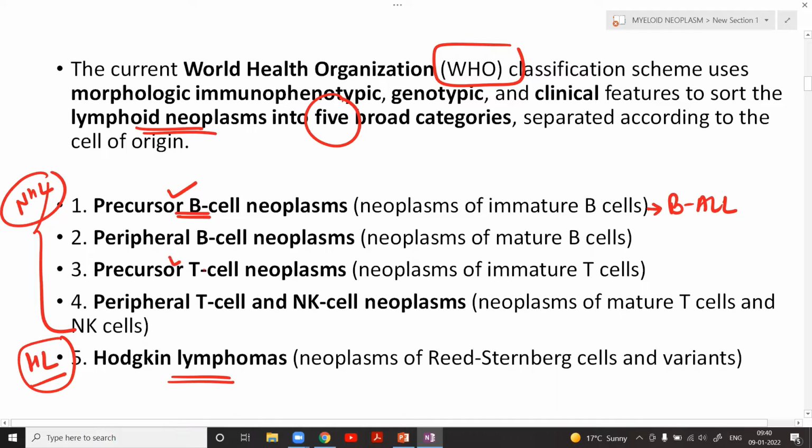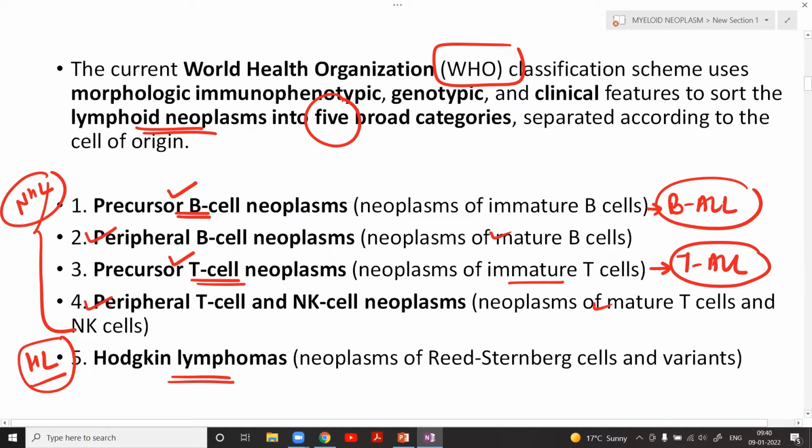Also, we had seen the tumors arising from the precursor T cells, that is the neoplasm of immature T cells, give rise to T-ALL. That is your T acute lymphoblastic leukemia lymphoma. So today's topic of discussion, we are going to discuss this B-ALL and T-ALL. Apart from this, if the neoplasm is arising from mature B cell or mature T cell, then we use the term peripheral B or T cell neoplasm. So I hope you have understood how we classify the lymphoid neoplasms according to the latest edition of WHO.